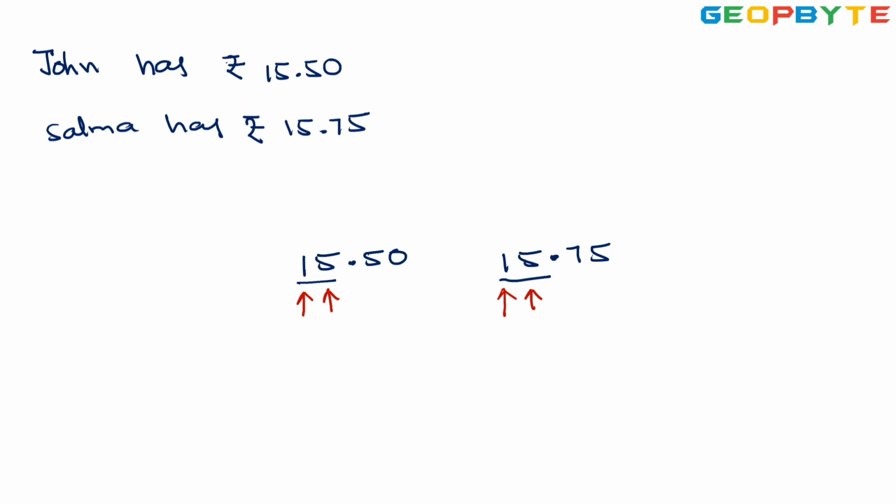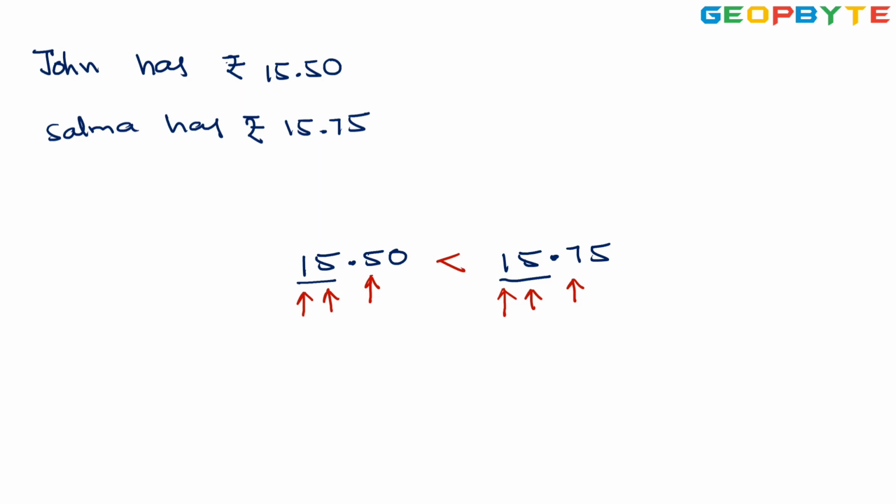So we compare the digits on the right of the decimal point starting from the 10th position. Here 15 and 15 are equal, so we go with the right side. In the right side we compare from the 10th position. In the first number, the 10th position has 5 and in the second number we have 7. Now we find that 5 is less than 7. So we say 15.50 is less than 15.75. Thus, Salma has more money than John.